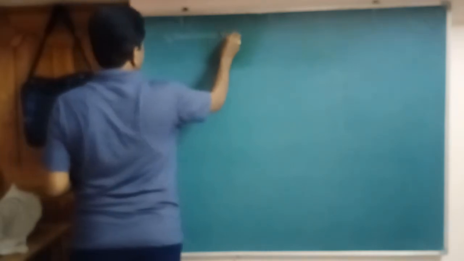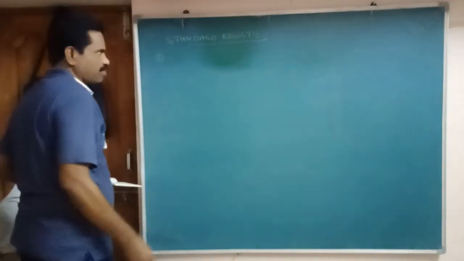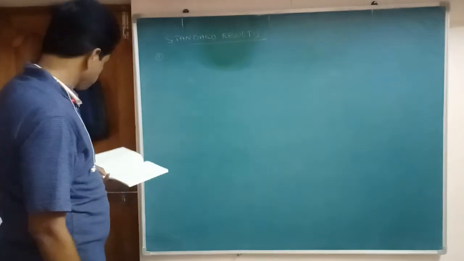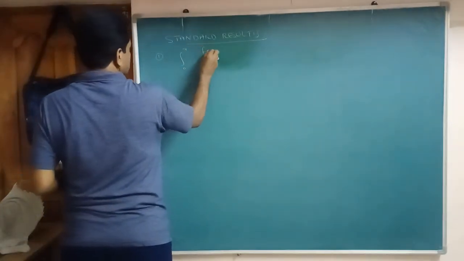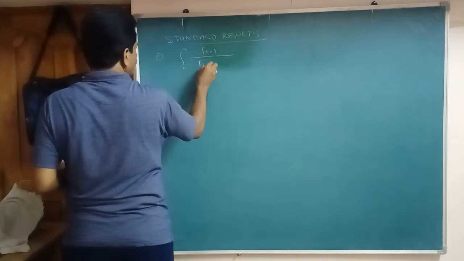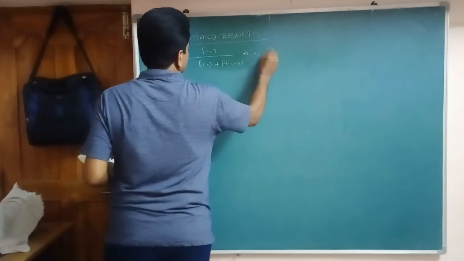Next, standard results. Your first one, same properties only. These are also: integral 0 to a f of x by f of x plus f of a minus x. This value is how much here? a by 2.